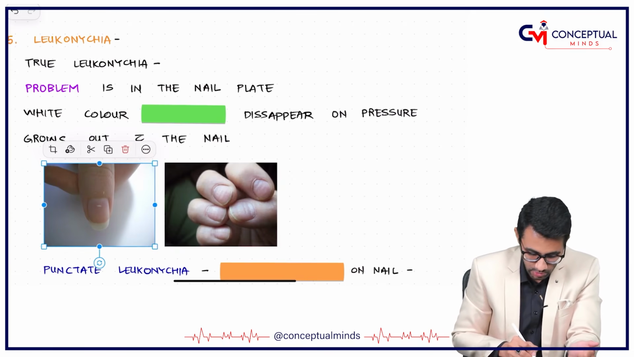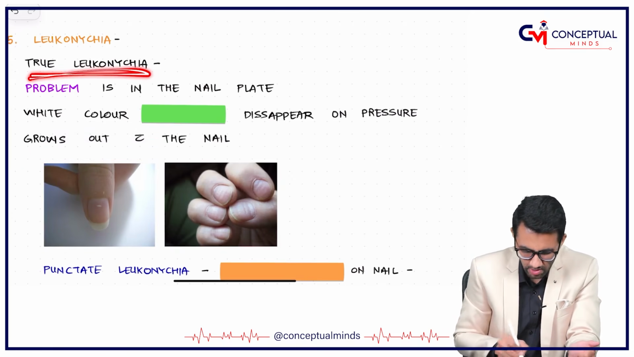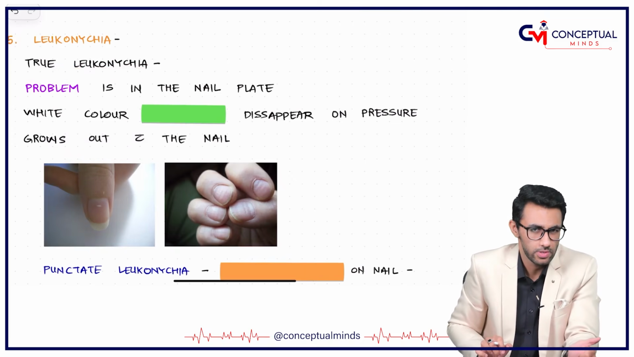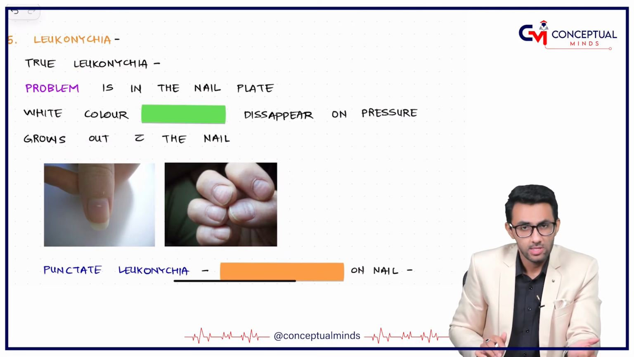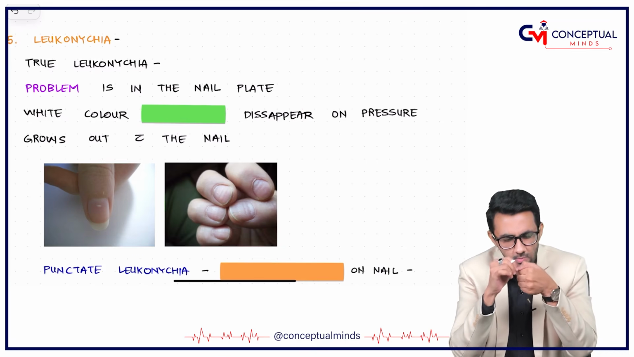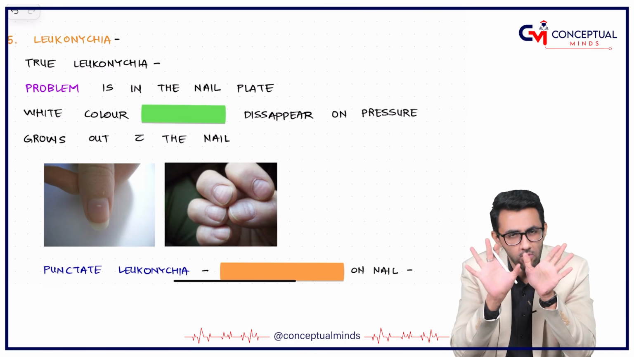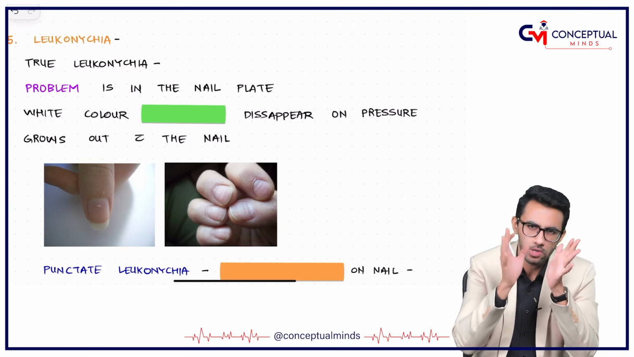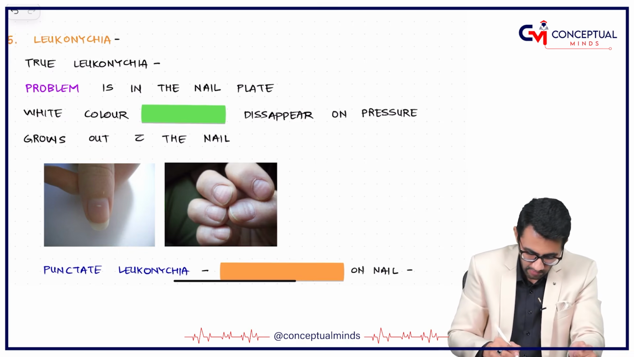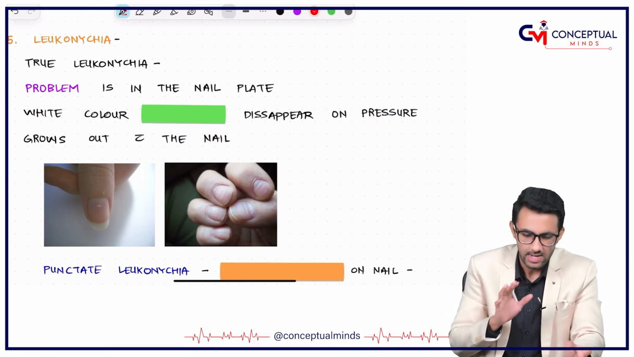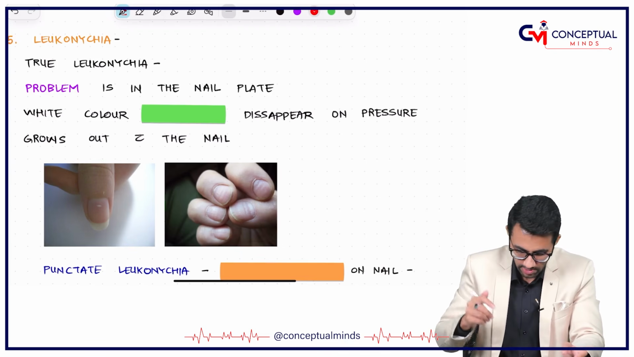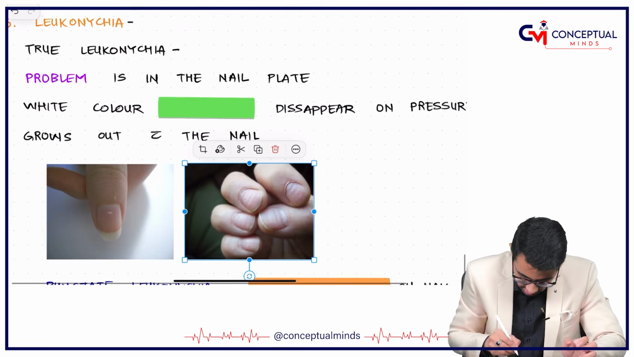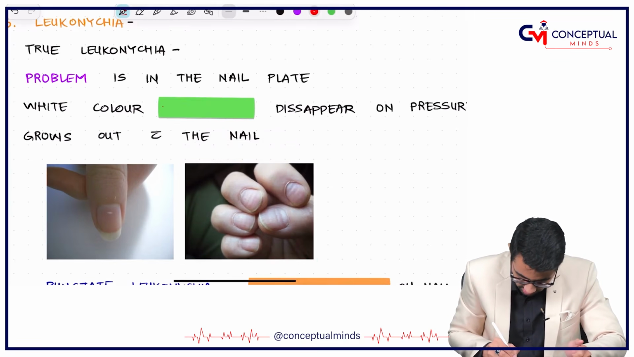Over here we have true leukonychia. What is defined by true leukonychia, right? The problem is in the nail plate, and when you press over these lesions, they won't go away. They are non-blanching type. Okay, you got this point? These are the true leukonychia. The white color does not disappear on pressure.